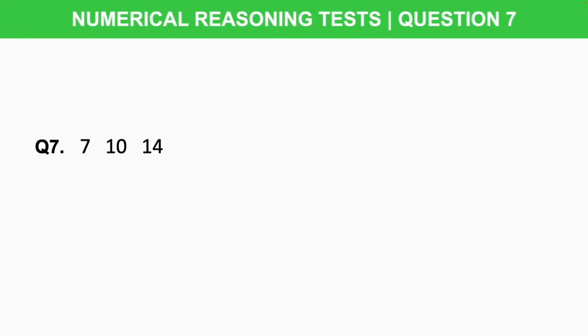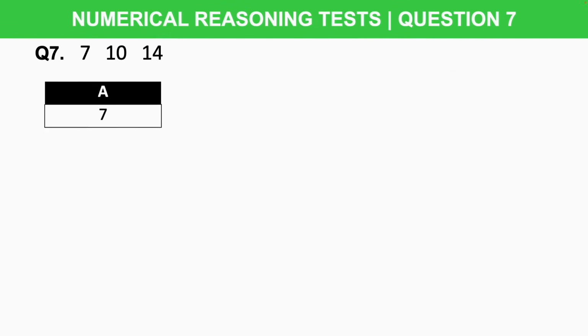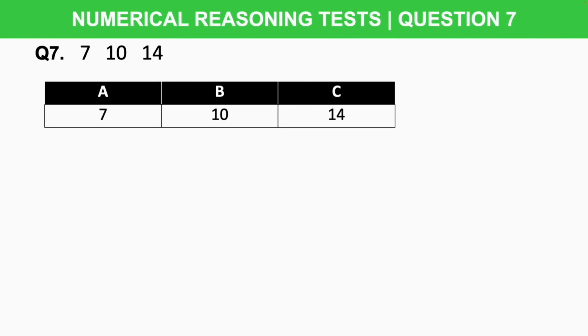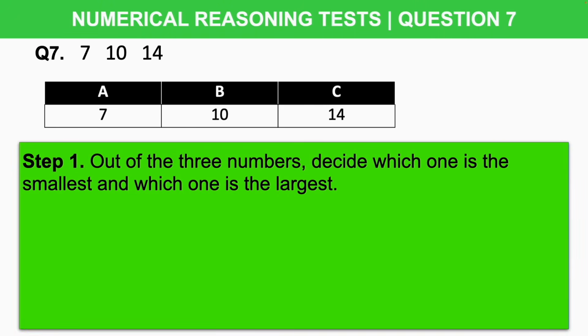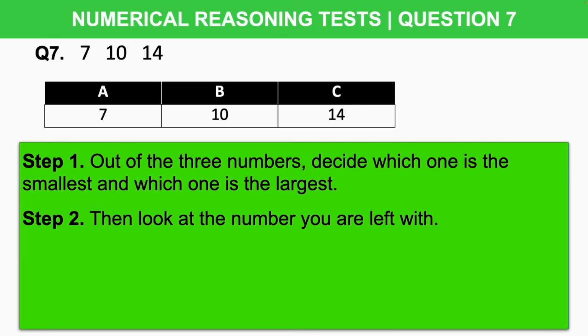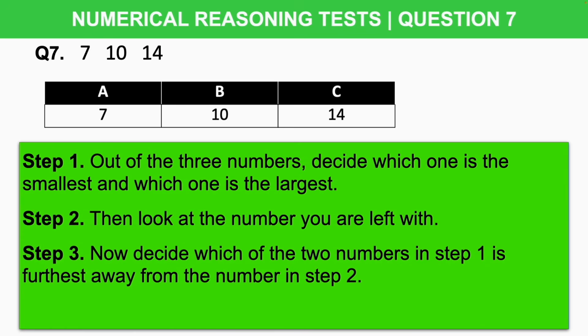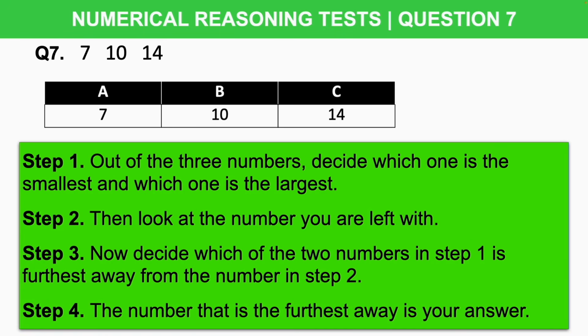Let's take a look. So here are the 3 numbers. Here are the answer options, 7, 10 or 14. Remember, you need to analyse these 3 numbers and decide which one of the 3 is the furthest away from the median. So here is my 4-step plan that will help you answer these types of questions with ease. Step number 1. Out of the 3 numbers, decide which one is the smallest and which one is the largest. Step number 2. Then look at the number you are left with. You can now decide which one of the 2 numbers in step 1 is the furthest away from the number in step 2. The number that is furthest away is your answer.